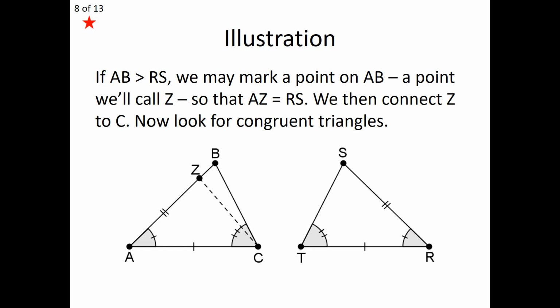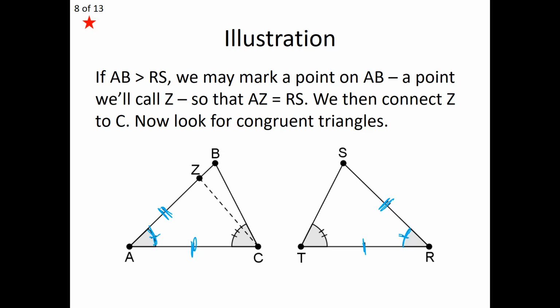Now, what we're going to do with that new point Z marked is connect point Z to point C. With that new segment connected, we actually have a pair of congruent triangles. Let's look for those. With the pair of congruent triangles, we are going to arrive at a contradiction pretty quickly. See, we now have AZ equal to RS. We were given, though, that RT and AC are equal in length. And we were also given that the measure of angle A is equal to the measure of angle R.